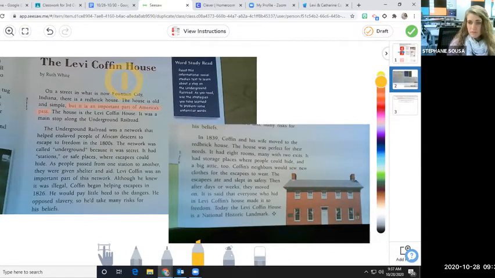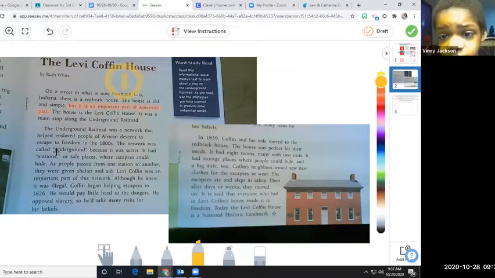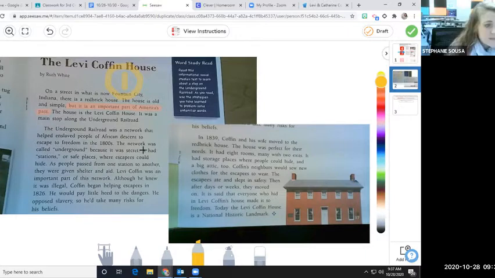One of the things that I put on the highlighter was how the slaves escaped in the 1800s with the stations of the Underground Railroad. Nice. So that there were stations or safe places where escapees could hide. Yes, the Levi Coffin House was one of those places. Even though it was illegal, it was against the law to help people escape slavery, Levi Coffin said, I'm going to do it anyway. And he created his house as one of those safe places for people escaping slavery.